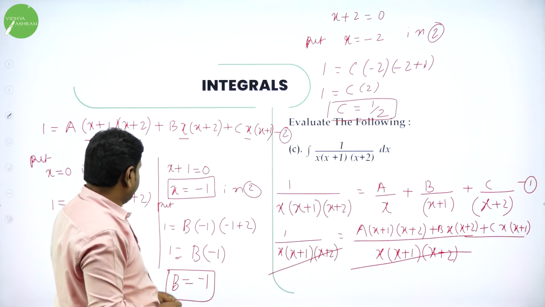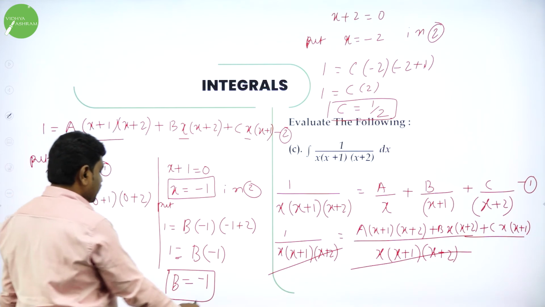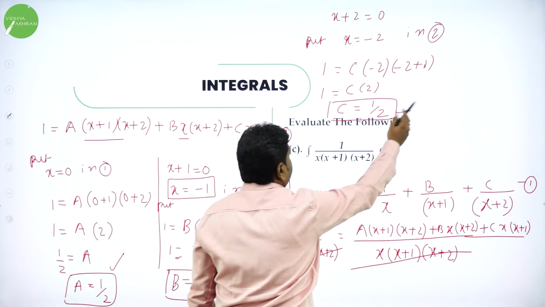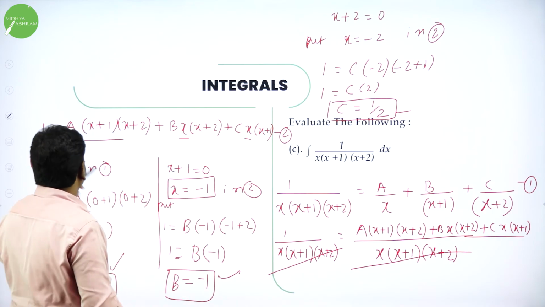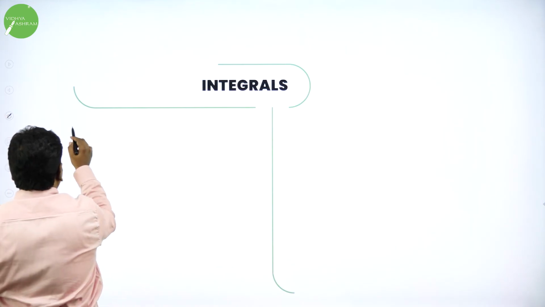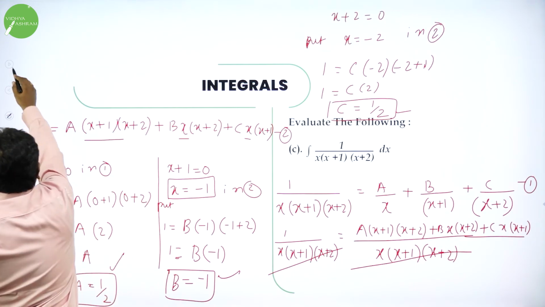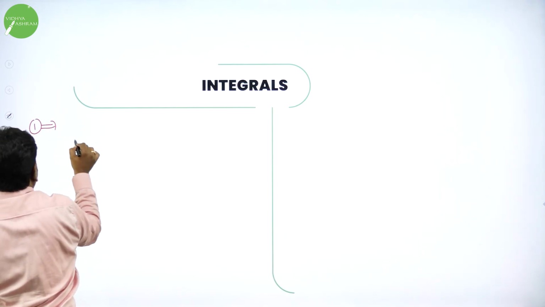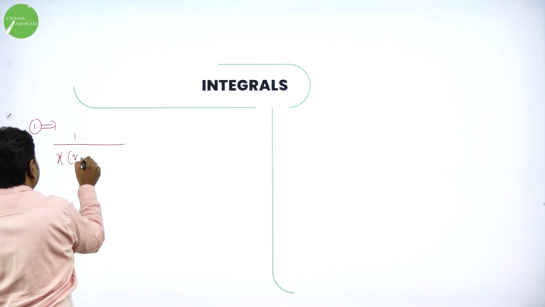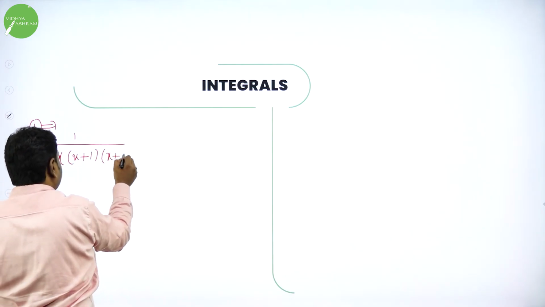What is a value? Here half. What is b value? Minus 1. C value half. Half, minus 1, half. And we will go to the problem. What is the given problem? So they gave a problem, that is equation 1. We will go to equation 1. Equation 1 implies 1 divided by x into x plus 1 into x plus 2 is given.